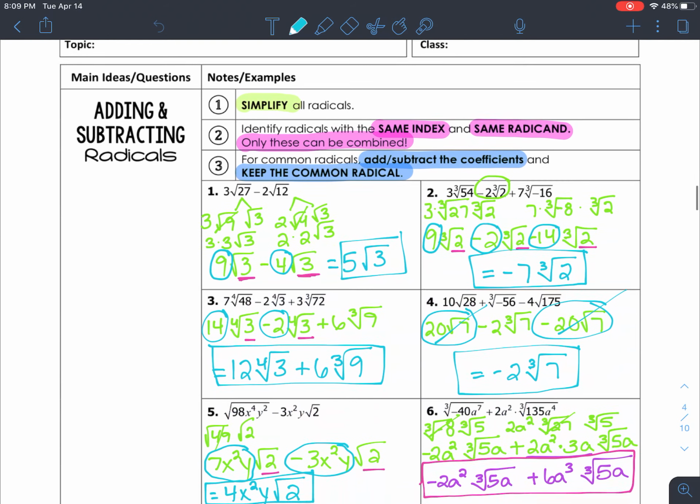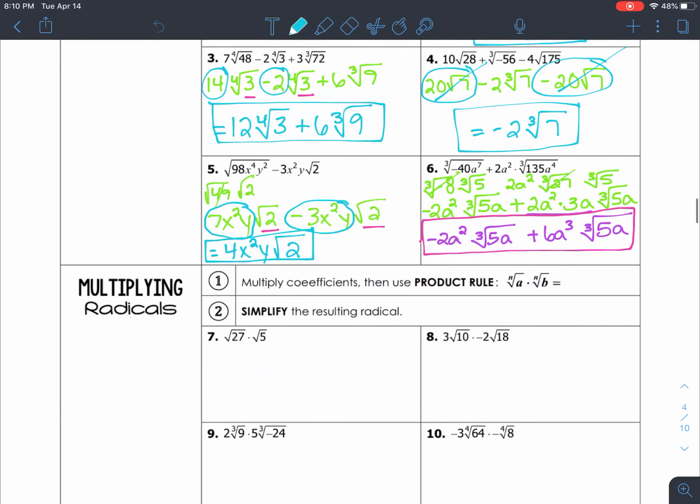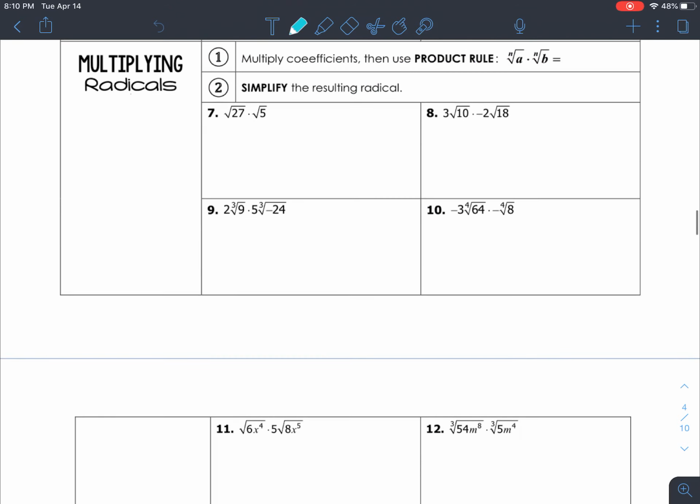So if you remember when we were adding and subtracting, we needed to first simplify and then make sure they had the same index and the same radicand, and then they could be combined. And then we added or subtracted the coefficients. So those are the numbers in front of that radical symbol. And then we kept the common radical. So some things are going to change when we go to multiplying. So make sure that you know how to add and subtract.